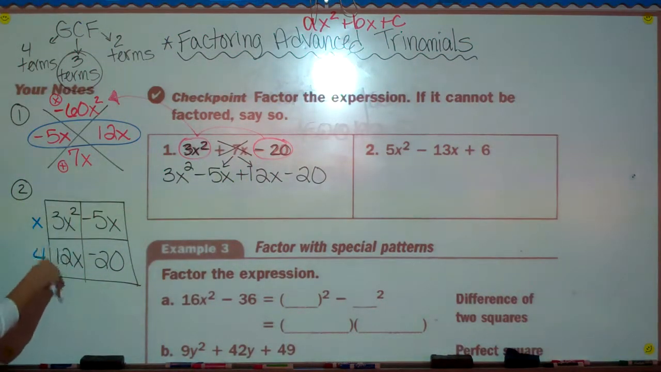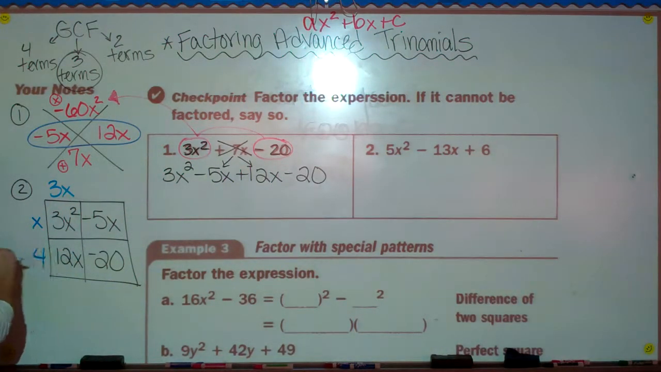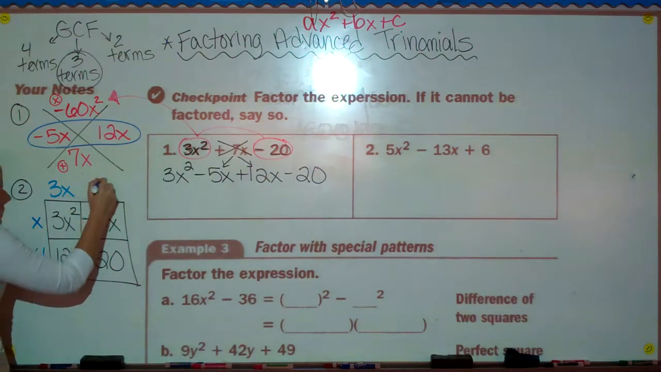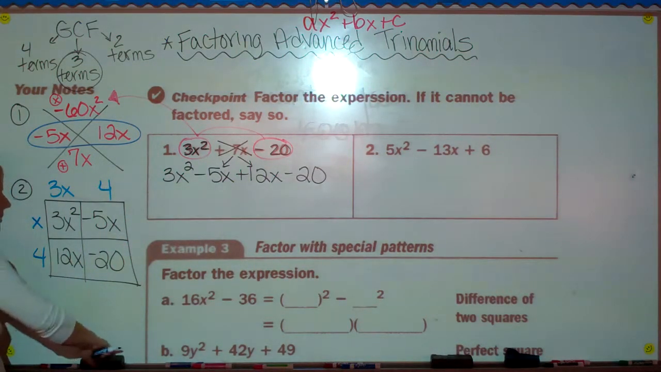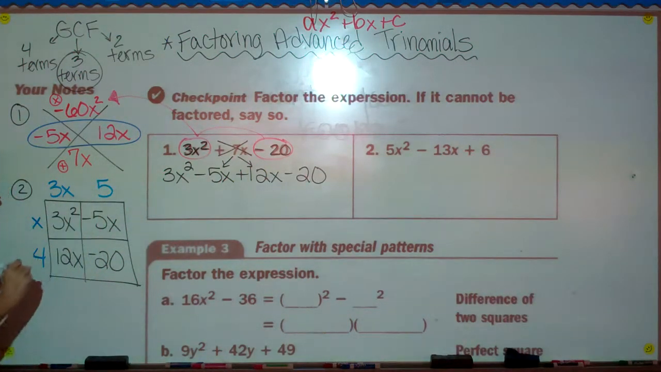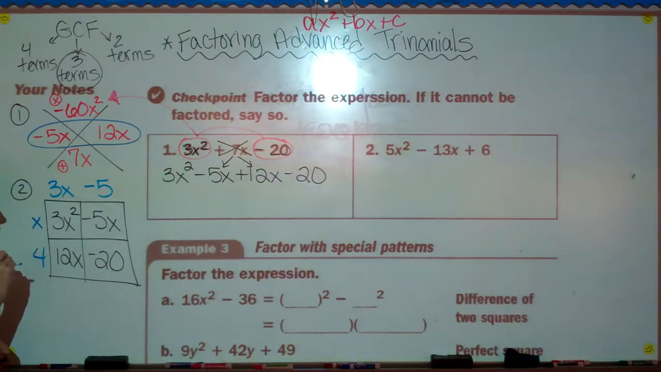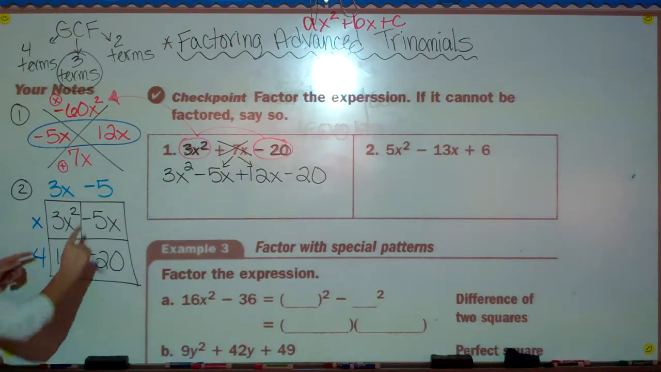The GCF of this column is 3x. They both divide by 3 and they both have an x. The GCF of this column is a 5. They both can divide by 5. And since they're both negative, that's kind of a hint that it's a negative 5. Okay? And then remember, you can check it.